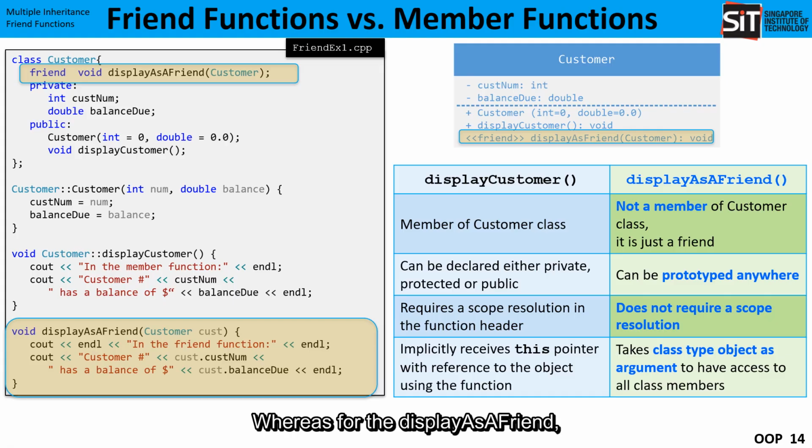Whereas for the display as a friend, it is not a member of the customer class. It is just a friend. It can be prototyped anywhere, as it is not restricted by access specifier. It does not require a scope resolution. And finally, it takes the class type object as argument to have access to all the class members.